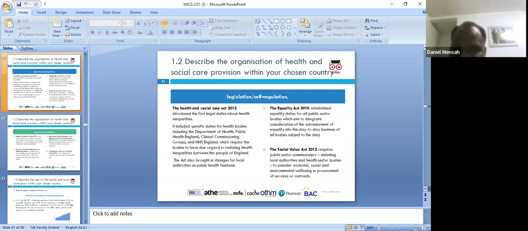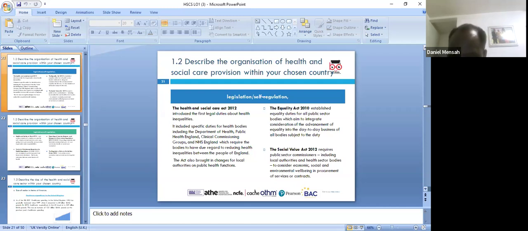Okay. Then we also know that we cannot talk about the Health and Social Care Act 2012, which is a key component of the health and social care sector, once we mention that, without then talking about the Equality Act 2010, okay, where we talk about sexuality, people's age, and we have to make sure that the 7 components of equality are met. Okay, so the Equality Act established duties of public sector bodies which aim to integrate consideration of the advancement of equality into the day-to-day business of all bodies and aspects of their duty. It's very important that the Equality Act is met within Health and Social Care.